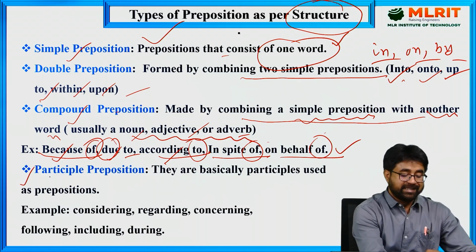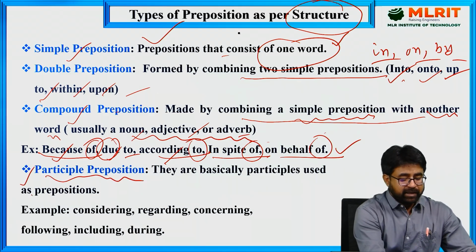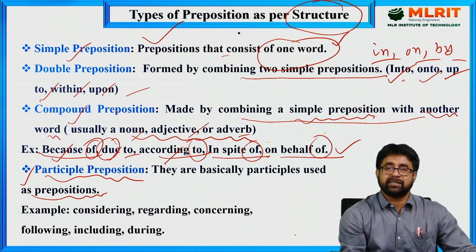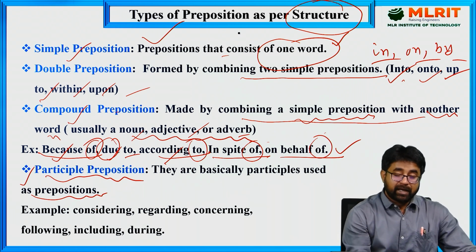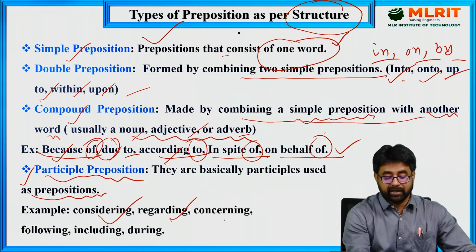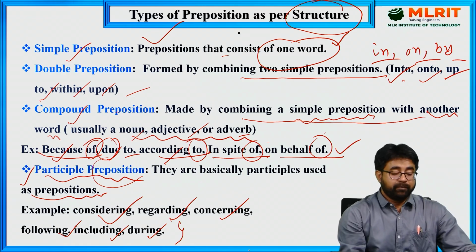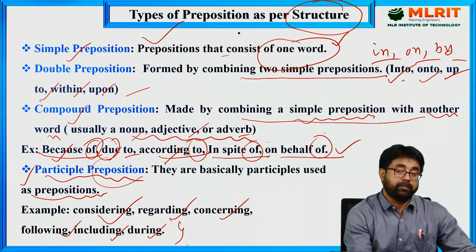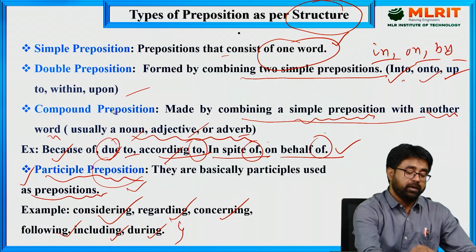Now participle preposition. What is participle preposition? They are basically participles used as prepositions. So you know participles means the ing form of the verb basically. So they are also used as prepositions. You can see the example here: considering, regarding, concerning, following, including, during. These are all examples of participle prepositions, as per their structure.